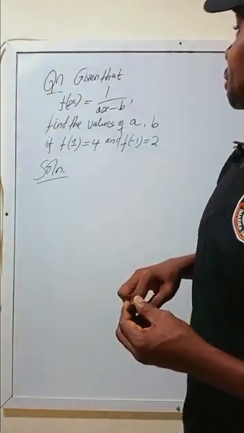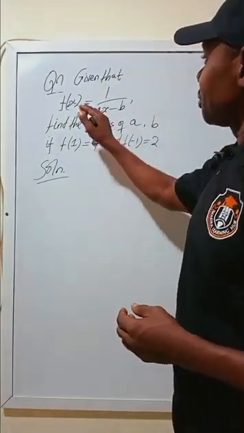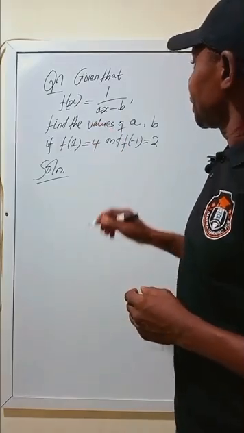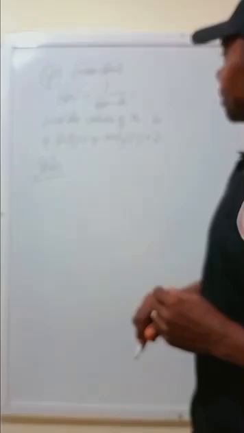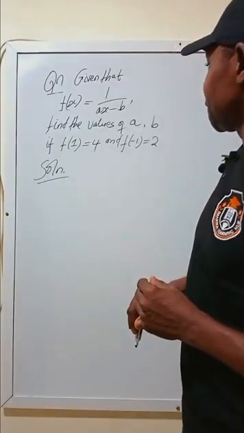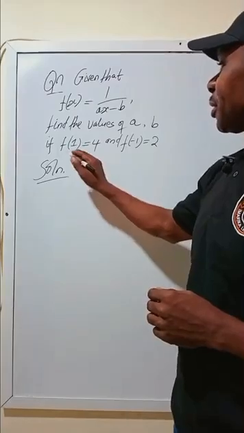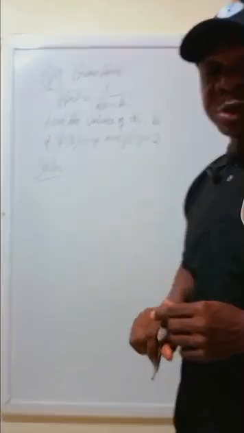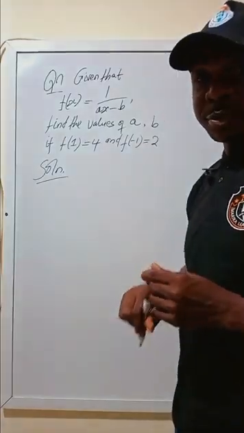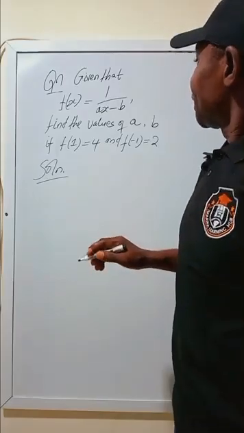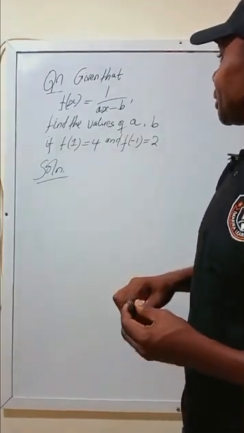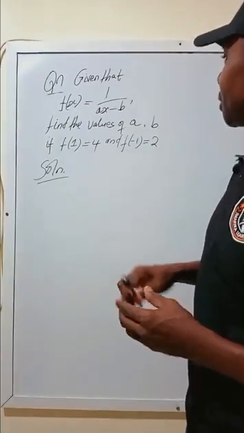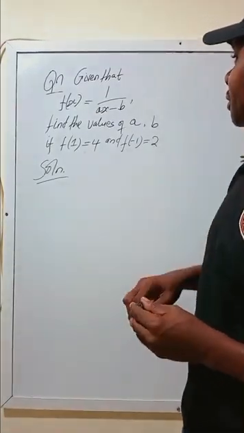Okay, solution. The question says, given that f of x equals 1 over ax minus b, we are required to find the values of a and b, if f of 1 equals 4 and f of negative 1 equals 2. You got the question. Now, what we're supposed to do is substitute the given values.